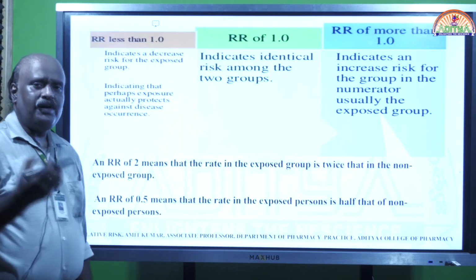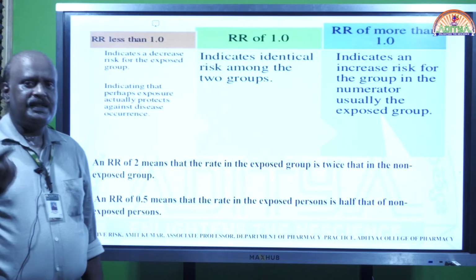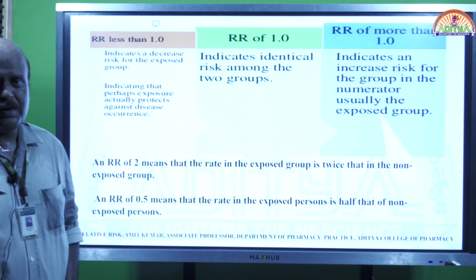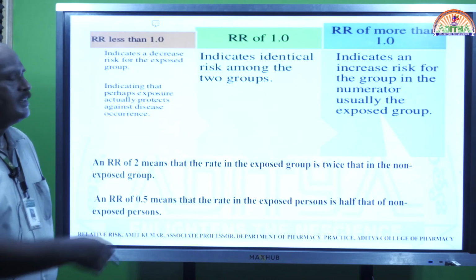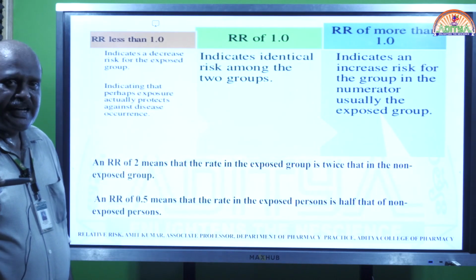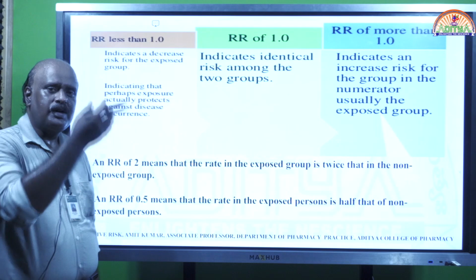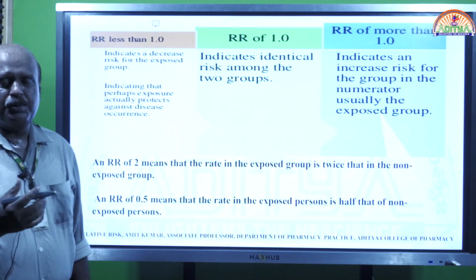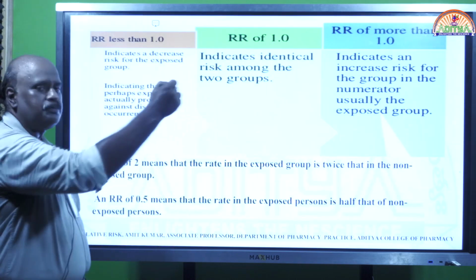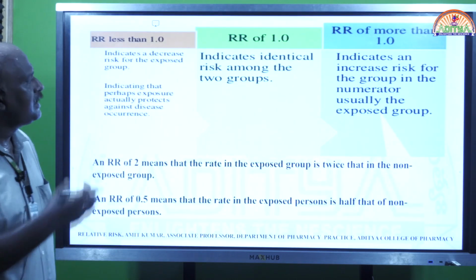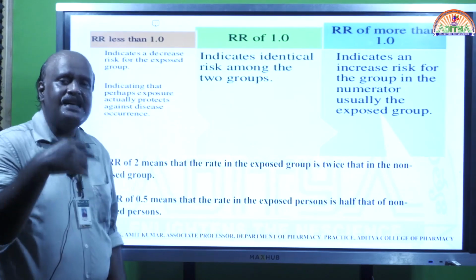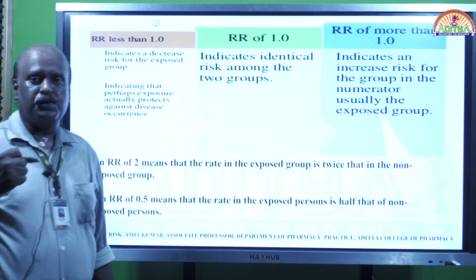So depending upon the value of relative risk, that is the RR, we have to interpret the result of RR. If RR is 1, it indicates that in both the groups risks are identical. Same way, if RR is more than 1, it indicates that in the exposed group the risk is more as compared to the non-exposed group.